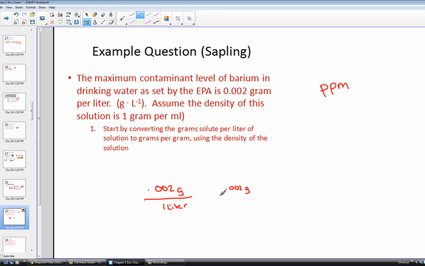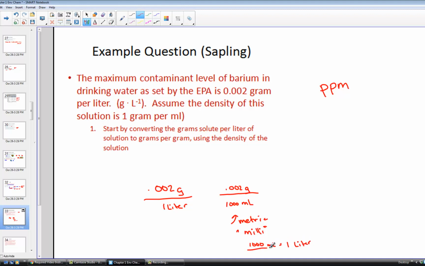0.002 grams in every liter. A liter is 1,000 milliliters. And we're going to practice the metric system in a future lesson here, and just maybe even the next folder. But the metric system, milli, we'll soon learn milli means 1,000. So you need 1,000 milliliters to equal 1 base unit of a liter.